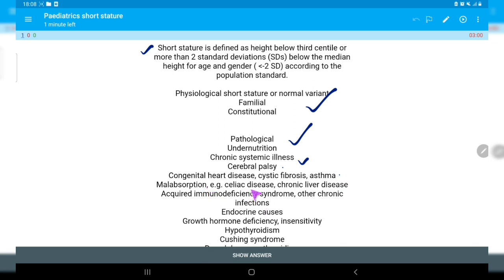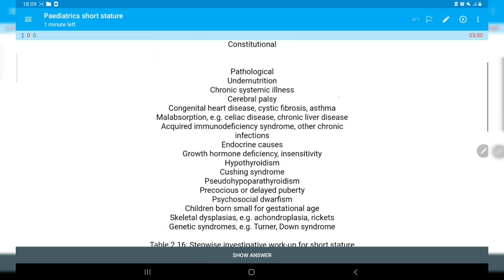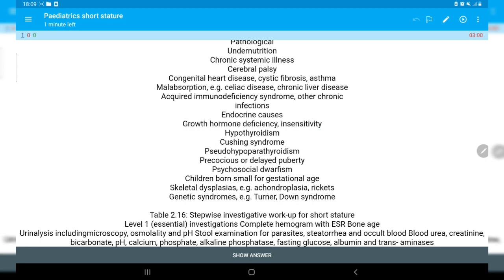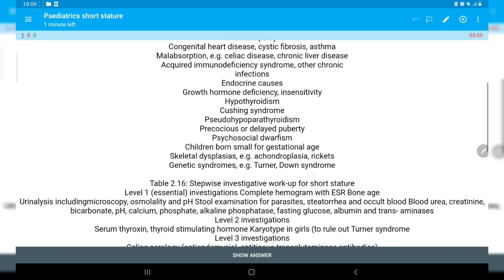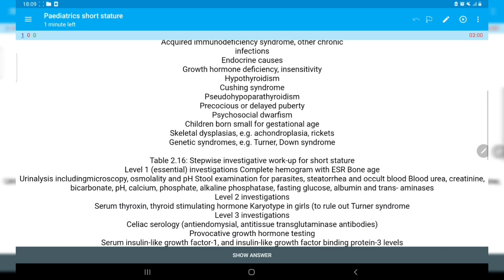malabsorption, for example celiac disease, chronic liver disease, acquired immunodeficiency syndrome, and other chronic infections. Endocrine causes include growth hormone deficiency, insensitivity, hypothyroidism, Cushing syndrome, pseudohypoparathyroidism, precocious or delayed puberty, psychosocial dwarfism, children born small for gestational age, skeletal dysplasia, achondroplasia, rickets, and genetic syndromes, that is Turner and Down syndrome.